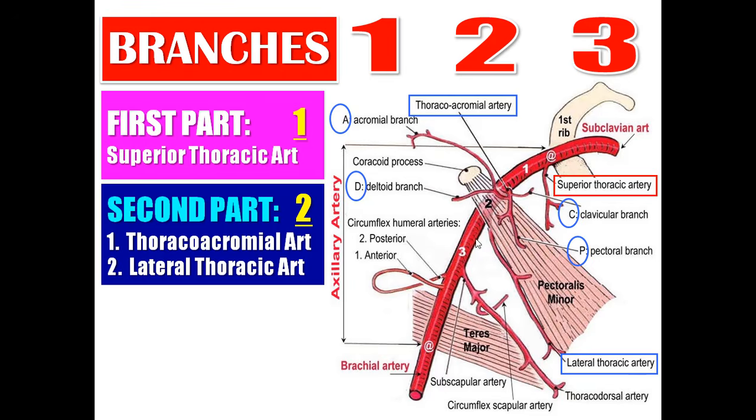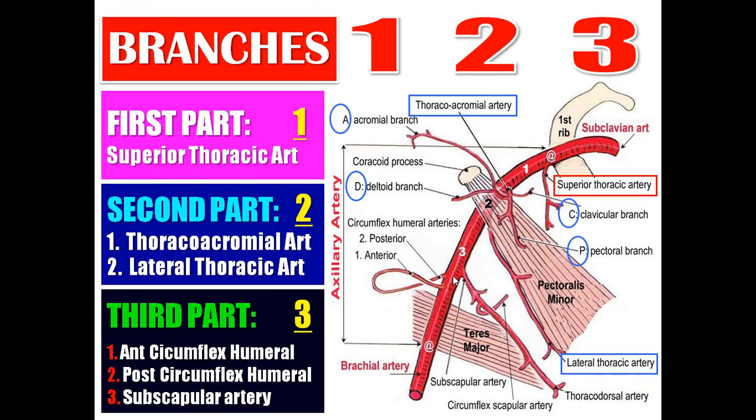Then the third part gives 3 branches, anterior circumflex humeral and posterior circumflex humeral arteries forming a circle around the surgical neck of the humerus, anastomosis around the surgical neck, and the subscapular artery, which gives circumflex scapular artery.